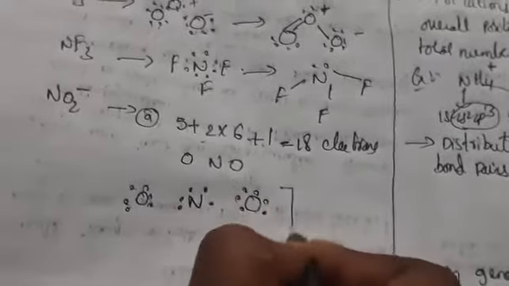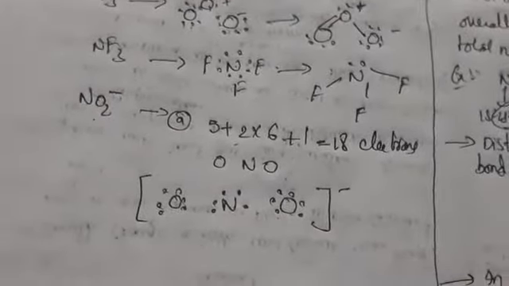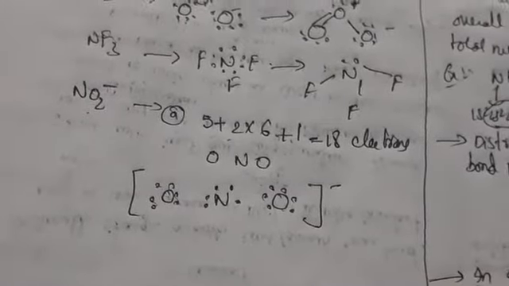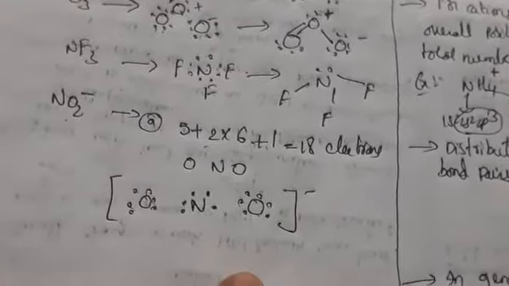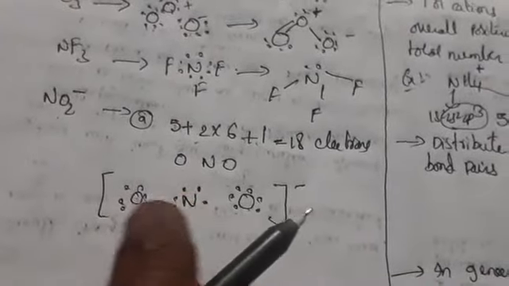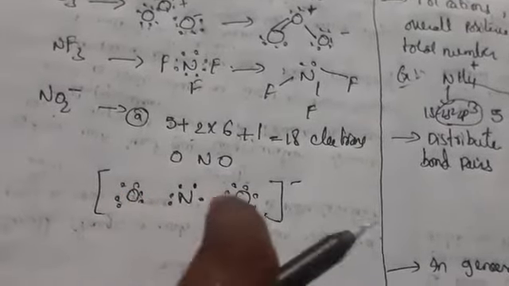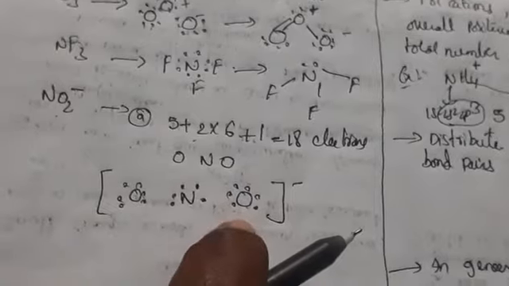Okay, and what are we having? We have a minus charge, if you have observed. So what does this mean? It does not complete the octet on nitrogen. If you observe, 1, 2, 3, 4, 5, 6. If these electrons are shared, 2 electrons here, it will get 8. If these electrons are shared here, it will get 8.